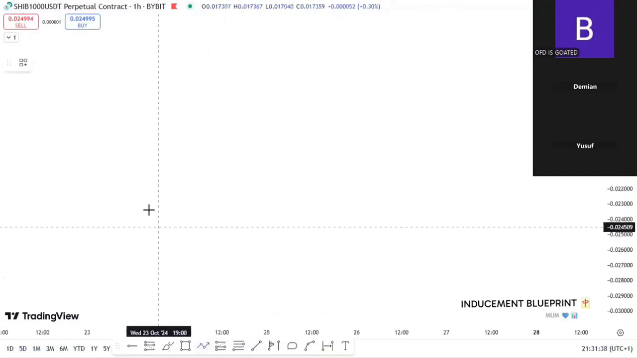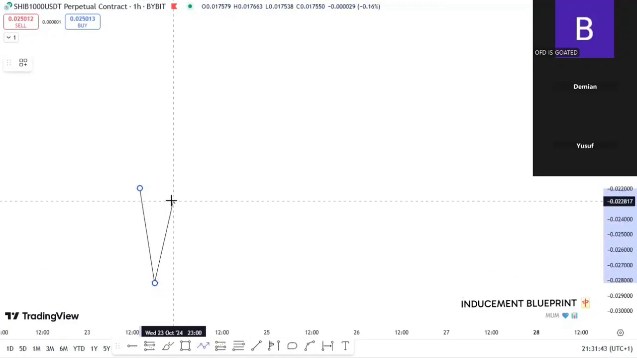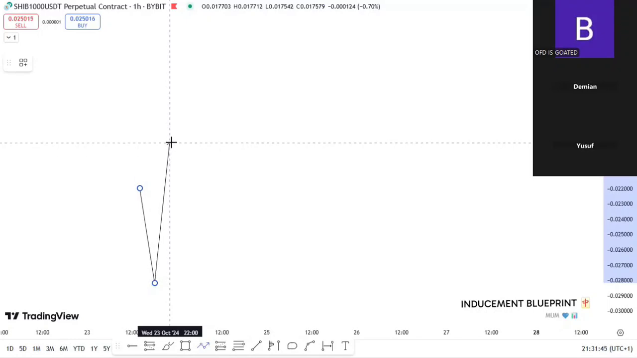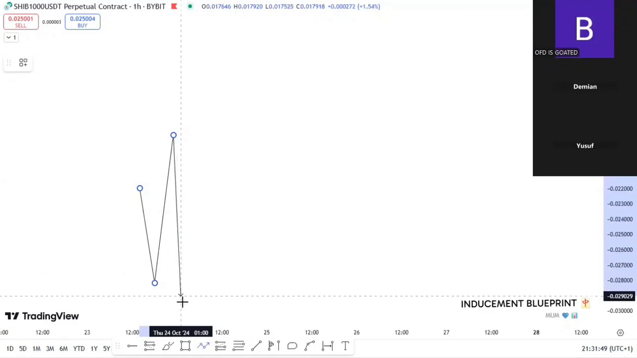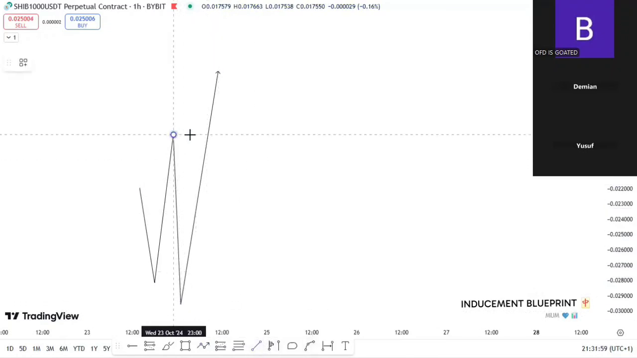So for demand zones, firstly, we just need a good sweep of liquidity. So what do I say? It's a sweep of liquidity. A sweep of liquidity is a fake break of structure to the downside, while the real move is to the upside. We're forming something like this. So this is our main break of structure. This is our main break of structure here.